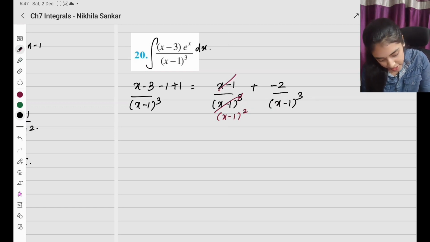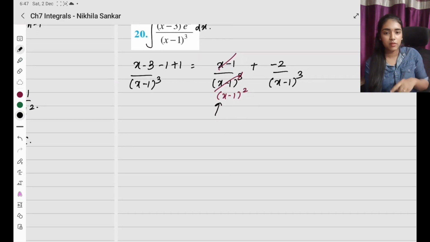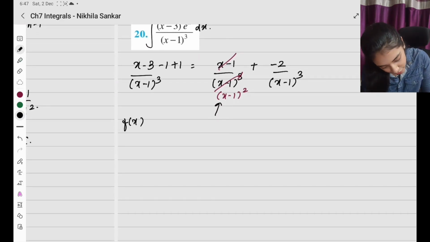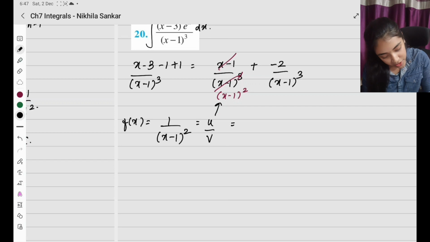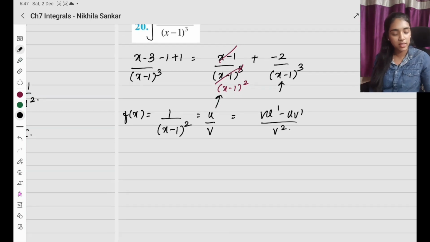இப்போ நான் இதை f of x ன்னு எடுத்துக்கிறேன். I'm going to take this as f of x because கீழ denominatorல என்ன வரும்? Square term வரும் இல்லையா? So basically f of x, if I take it as 1 by x minus 1 the whole square, this is u by v. So this is going to be vu dash minus uv dash divided by v square. So இப்போ v square பண்ணா I need a cube here. x minus 1 the whole cube வருதான்னு பார்ப்போம்.